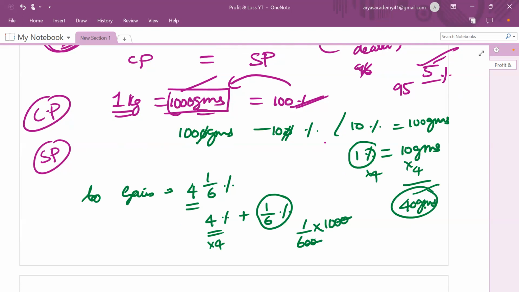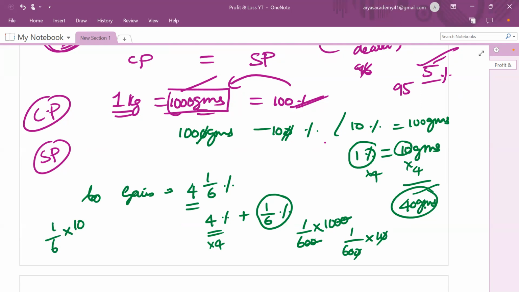Oh, I'm sorry. 1 by 6%. You have to calculate it on 1%. 1 by 6% upon 1%. 1% is not 1000, it's 10 grams. We go for cancellation, 0, 0 cancel. 1 by 60. You can directly actually do like 1 by 6 into 10. That's it. I unnecessarily go for confusion.